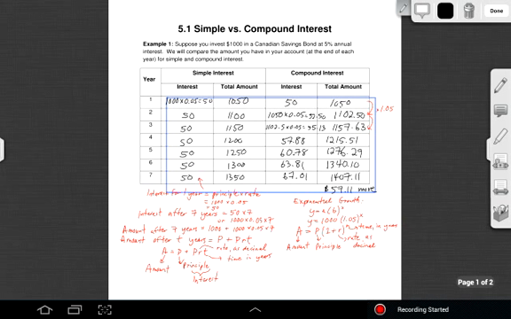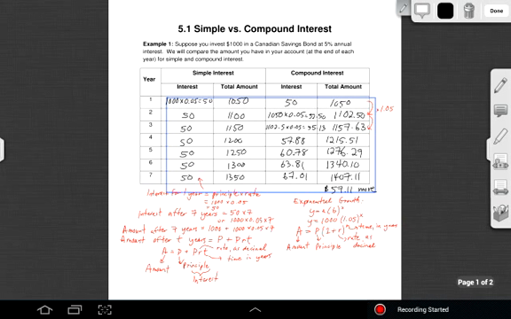So simple interest here, you can see the interest is the same every year. It's 50. Okay, you never calculate interest on interest. You only calculate it on the starting amount that you had, the amount that you invested, the principal. So on the $1,000. Okay, so every time we're adding 50. It's very simple. Compound interest, however, is calculating interest on interest.